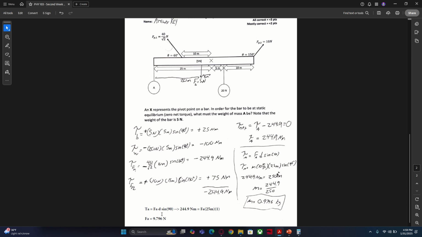This was a positive torque, which is why we don't have a negative sign here. Dividing 25 to the other side, we get our actual answer, which is the force of object A, its weight, has to be 9.796 newtons. So for this particular problem, you were asked for the weight. This would be the answer. If you instead were asked for the mass, then that would involve this extra step here.